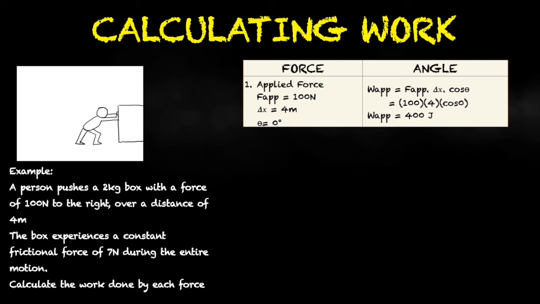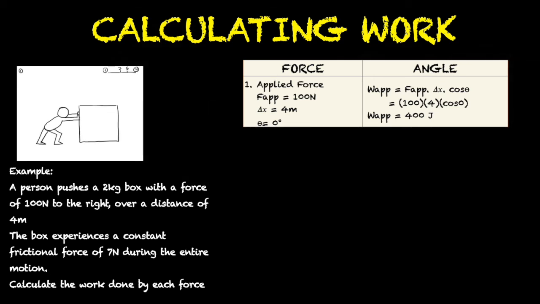So looking at the first force, which is the applied force, write down a list of information that you have been given. You have been given that the applied force is 100 newtons, that the delta x is 4 meters, and we know from the previous example that the angle that's created here is angle of 0 degrees. Once again, the applied force goes to the right, displacement goes to the right. That's the reason why our angle theta is 0 degrees.